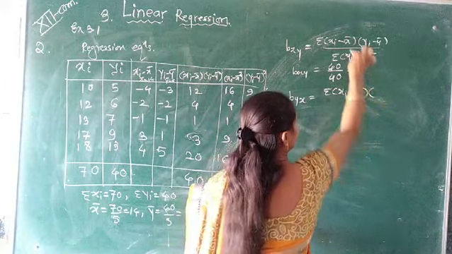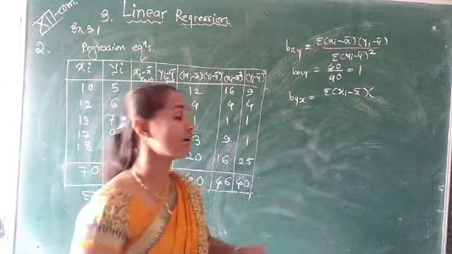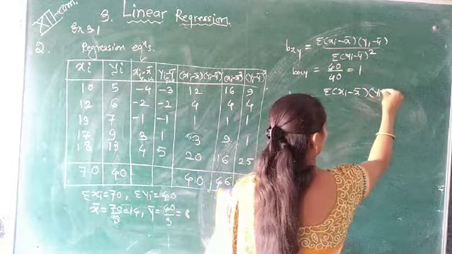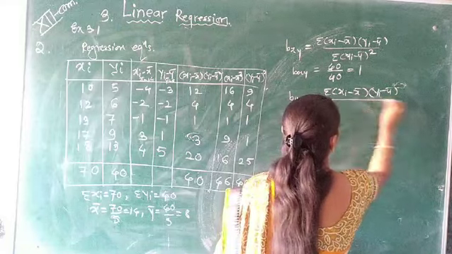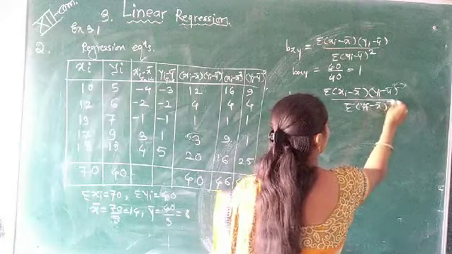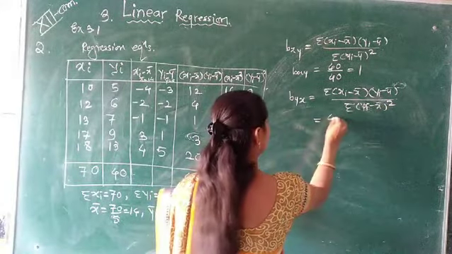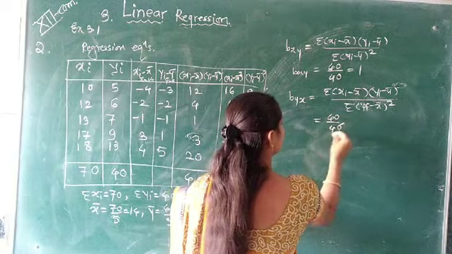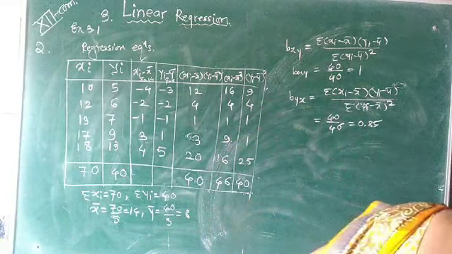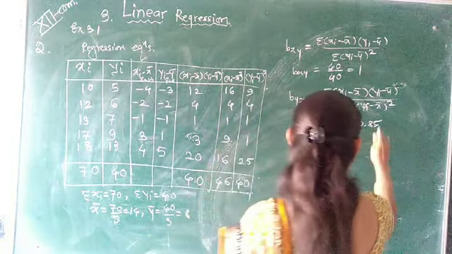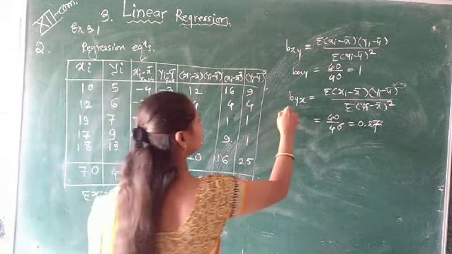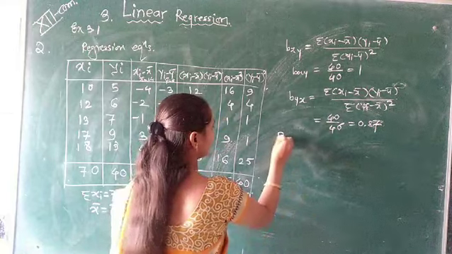For the numerator, both values xi minus x bar and yi minus y bar are fixed. Only at the end, if it is y take the square of y, and if it is x take the square of x. So byx is summation xi minus x bar into yi minus y bar divided by summation xi minus x bar square. What is the value? That is 40 by 46. If you take the product of this, it is 0.87. 40 upon 46 is 0.87. Now here we get the regression coefficients. Now we find the regression equations.